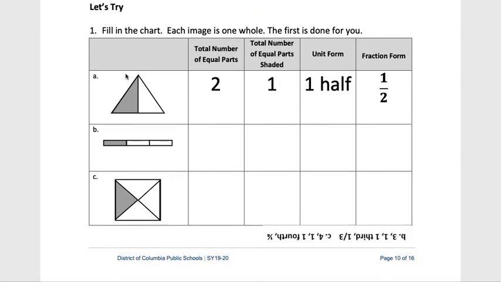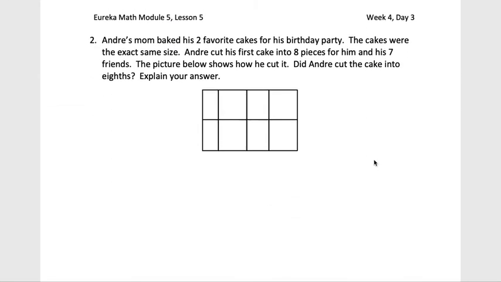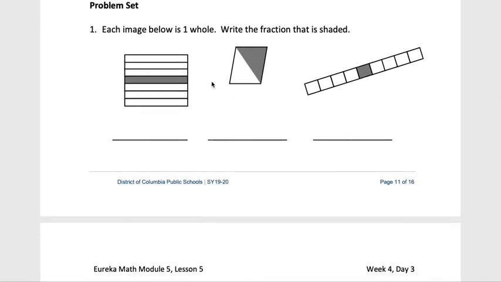So now it's asking you to apply what you just read about by filling in this chart. So you fill in this chart by answering how many total equal parts are there, how many parts are shaded, what is the unit form, which means with words, and what is our fractional form. Okay, then you're going to read this word problem and explain your answer. I would like for you to also then write the fraction that is shaded for each of these figures. And you may write it in fraction form.